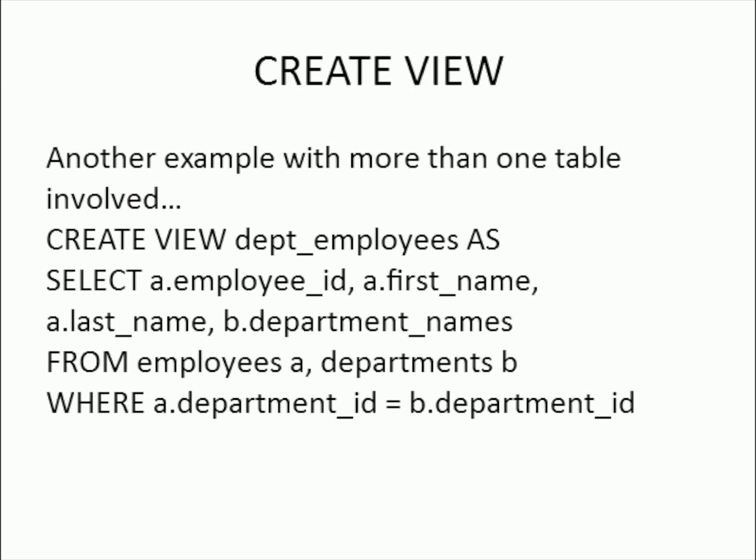This is another example of create view. Here we are creating a view from two tables, employees table and department table. We are using alias A for employees table and B for departments table, and joining these tables by department ID, and this will include 3 columns from employees table and department name from department table.